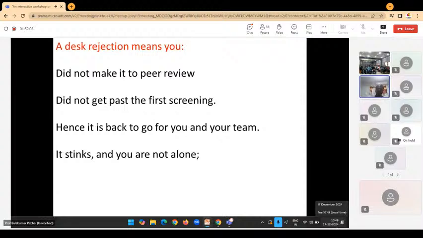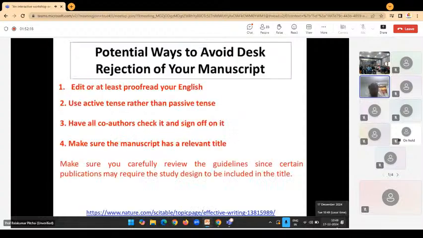So how to avoid it? What are the potential ways to avoid desk rejection of your manuscript? Number one, edit or at least proofread your English. This is the most important thing. As editors, our first look into your paper is your abstract. After reading the title of your paper, we directly start reading your abstract, and we see whether your abstract is structured properly or not.